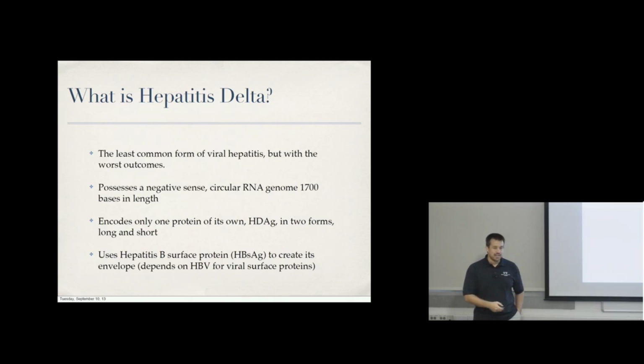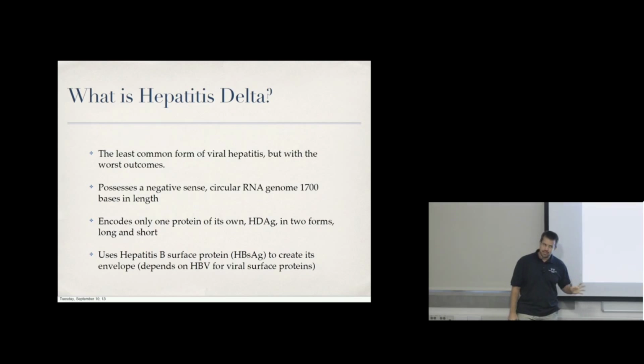Right. Now what about hepatitis delta? So this is another hepatitis virus. But it is, instead of the most common form of viral hepatitis, like hepatitis B, it is the least common form of viral hepatitis. But it also has the worst outcomes. And it has the following qualities, which all make it very unusual for a human virus. It has a negative sense circular RNA genome that is extremely short, 1,700 base pairs in length. It only encodes for one protein, one.